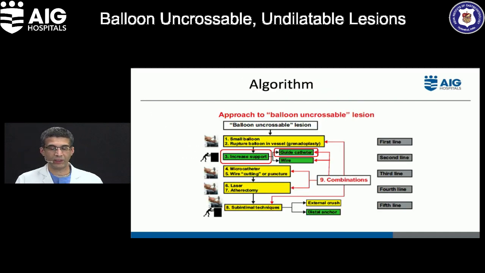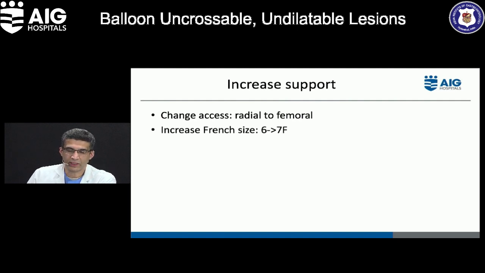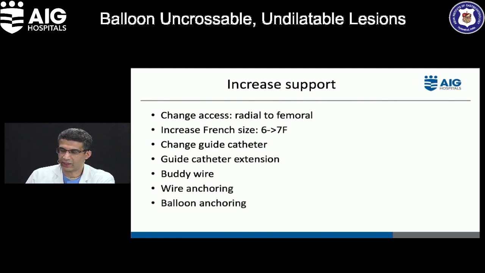Extremely important thing to do when the balloon is not going in is, of course, to increase the support. So how do you increase the support? You can either change the access. Femoral generally gives better access. You can increase the French size. You can change the guide catheter. You can use a guide catheter extension. You can use, of course, a buddy wire, wire anchoring technique, or a balloon anchoring technique.